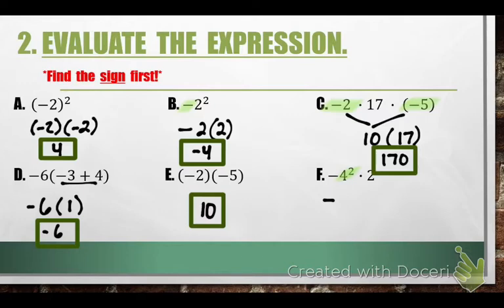4 times 4? What is 4 times 4? 16. Okay, so we're doing 16 times 2. Chris, is this answer going to be positive or negative? Negative. It will be negative. And what is 16 times 2? 32. 32 is correct. Box that in. Good job.